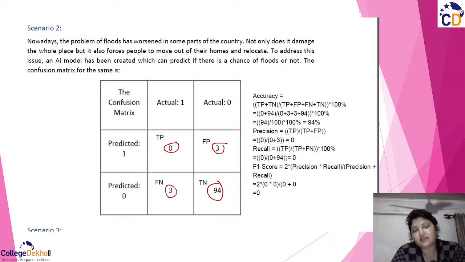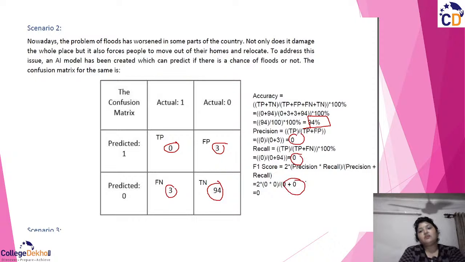TP plus TN upon, we are calculating the accuracy part, upon total number of cases, that is FN, TN, FP and TP, right? So what we have done, like 94%, it is showing that accuracy was 94%. But when we have calculated the precision, recall and F1 score, it tends to 0.